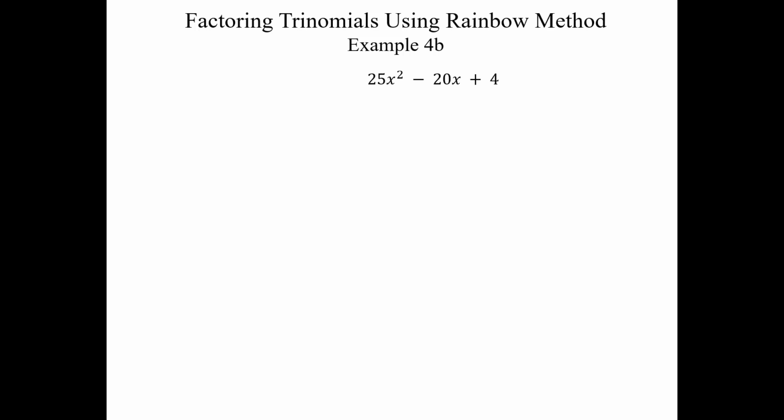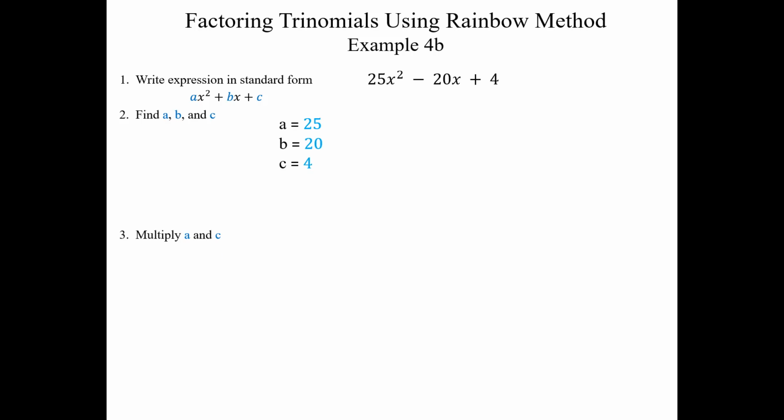So for this example, we'll have 25x squared minus 20x plus 4. We'll write our expression in standard form again, ax squared plus bx plus c. We now need to find the a, the b, and the c. So a will be 25, b will be 20, and c will equal 4. We multiply a times c. So we have 25 times 4, which will give us 100.